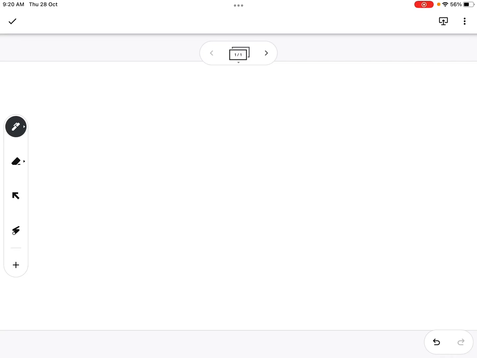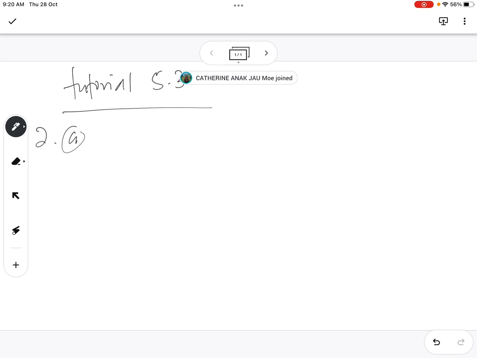Okay, so today we will look at a question from tutorial 5.3. Can you see on the Jamboard? Okay, question number 2. Question 2A. Alright, differentiate between amorphous and crystalline solids on microscopic and molecular levels.